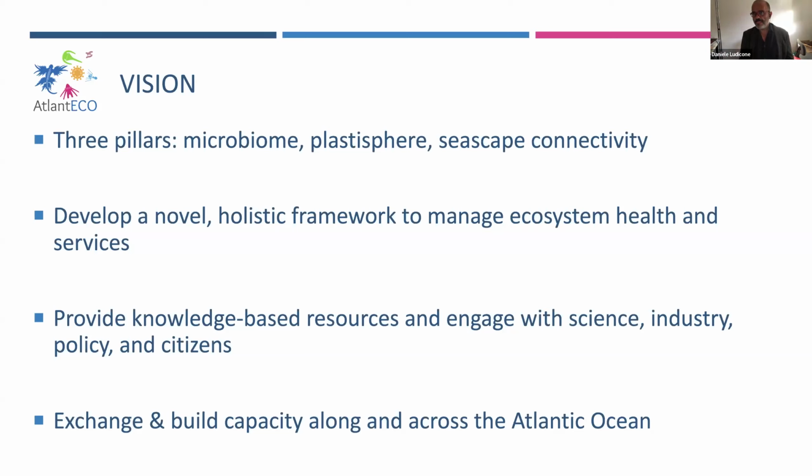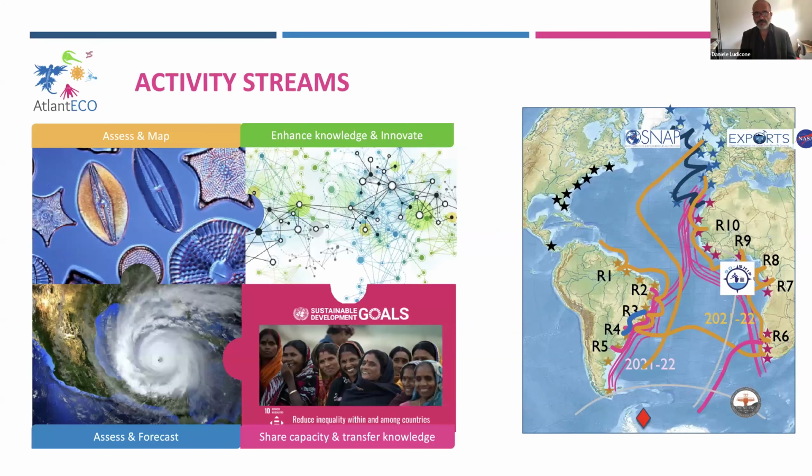And most importantly, because different countries have very different levels of infrastructure for doing science and different levels of knowledge, one important aspect of AtlantECO is to exchange and build capacity across the Atlantic Ocean. That means helping to have the infrastructure working more or less at the same level. So countries with less developed infrastructure can profit from a dialogue with other countries where infrastructures are more developed. And the same is true for training.